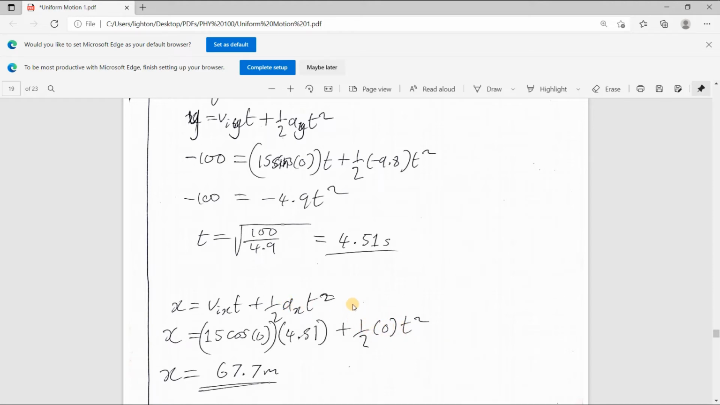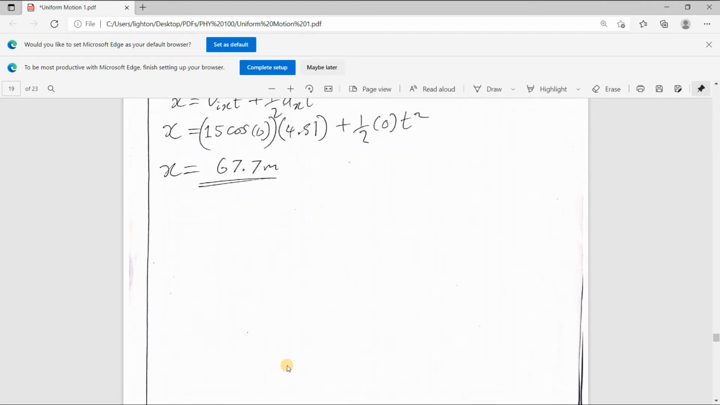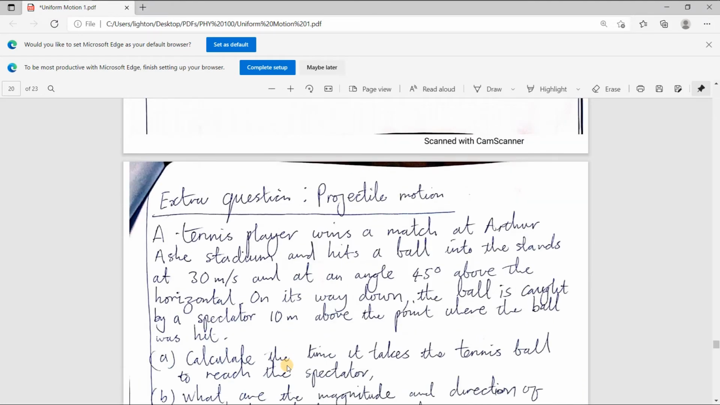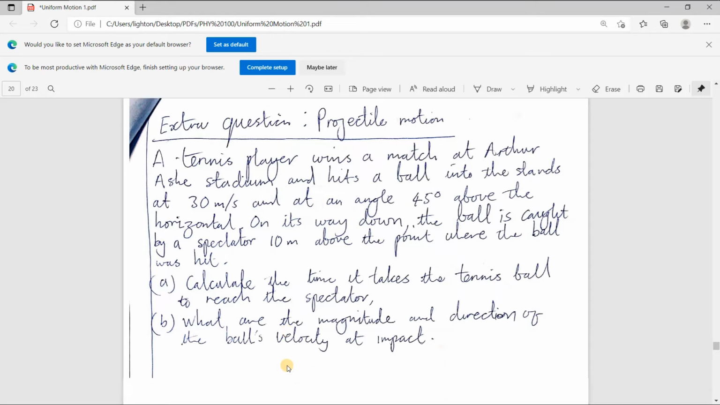And this expression becomes 0. But vix is just 15 cos 0. Yeah, 15 cos 0, cos 0 is 1. So this times this, we have 67.7 meters. So that's our horizontal range. 67.7 meters is our horizontal range. Wow, this is nice.